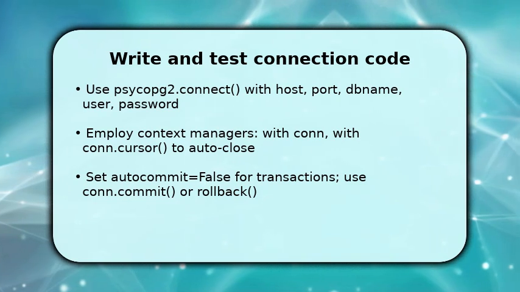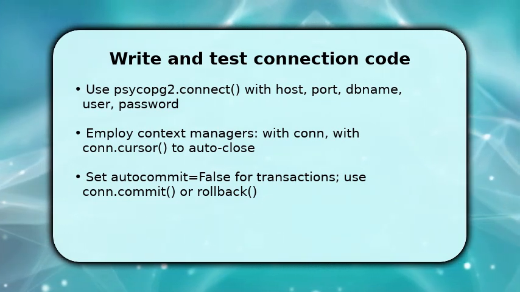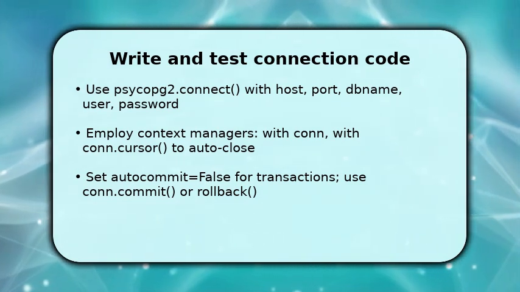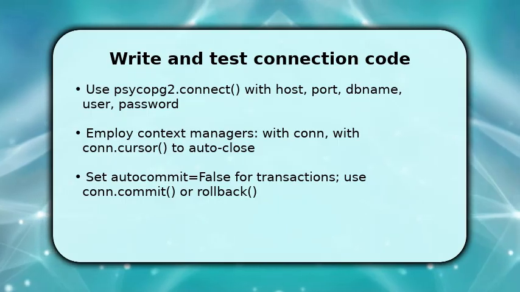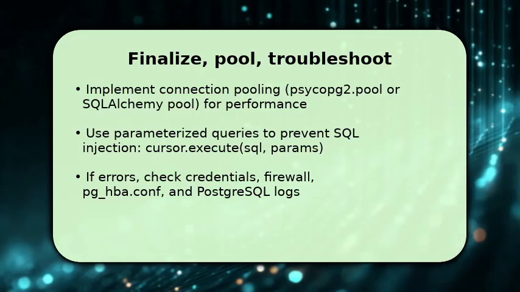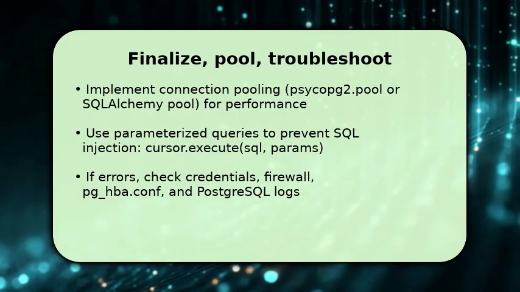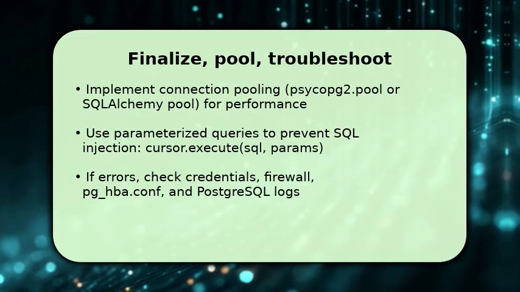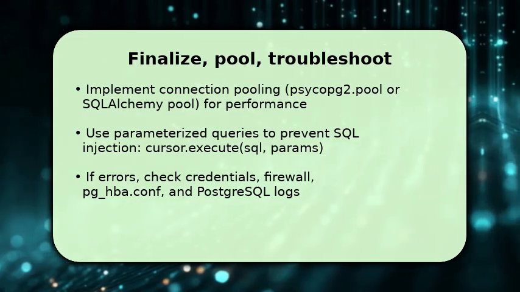To finish, integrate connection pooling, psycopg2.pool or SQLAlchemy, so your app scales without exhausting DB connections. Replace string formatting with parameterized queries to avoid SQL injection and improve performance. Make sure you close or return connections to the pool in finally blocks.